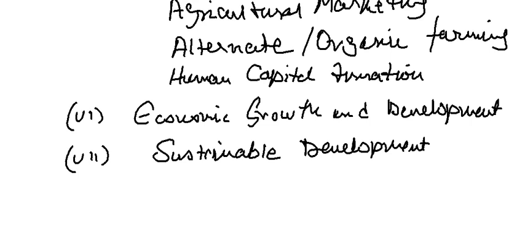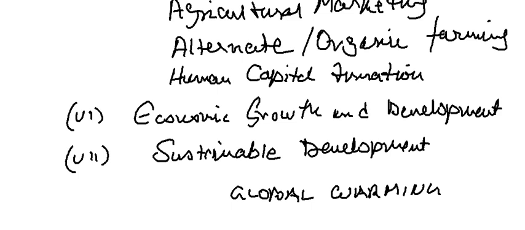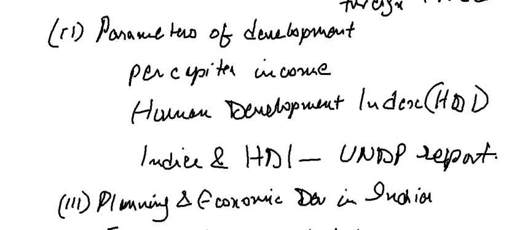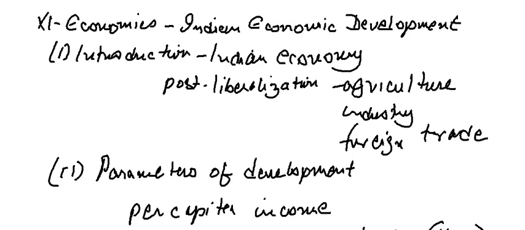I'll just mention one important part under this subhead, which is global warming. Global warming, its meaning and effects, is also something we need to study. So I'm just going back to what we discussed. This is the second part of your class 11 syllabus, and I think we have mentioned all the important points which we need to study.